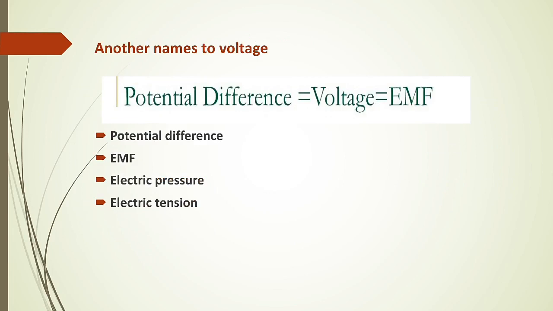Then other names of voltage. First, potential difference. As per the definition, it is the difference between higher and lower level, so it is called potential difference. Then EMF. EMF means maximum potential difference a power source can have, is an electromotive force.